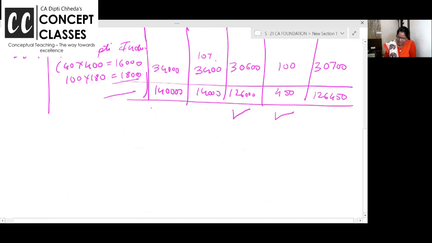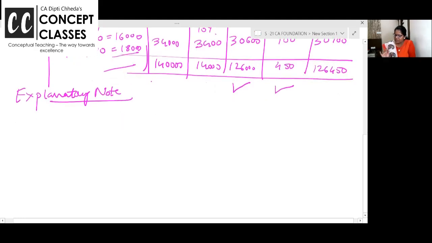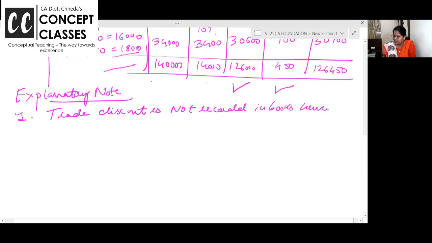Followed? Can we write some explanatory note? When I make you write a note, it means you have to write that note in the final exam. But an explanatory note is for your understanding. Write it down. Don't write this in the exam. Don't try to teach the paper corrector. He knows well. Write down: trade discount is not recorded in books.